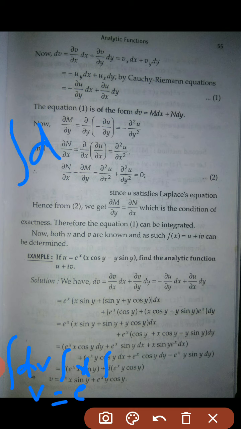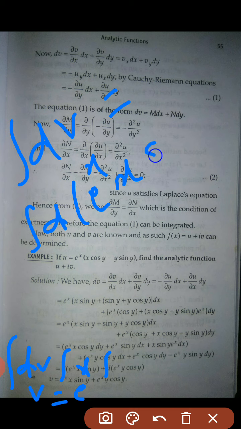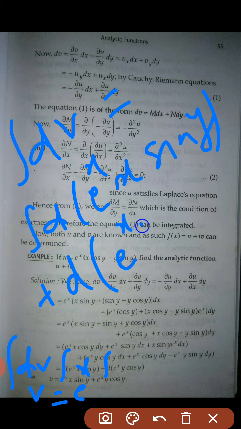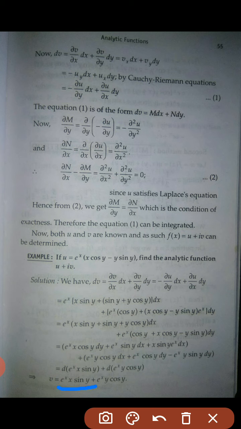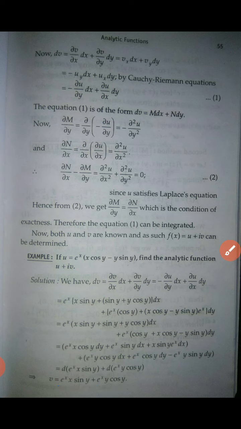Now dv equals the integration of d of e to the power x into sin y, first one, and then we have plus d of e to the power x into y into cos y. So while integrating both sides, we get the value as e to the power x into x sin y, e to the power x y into cos y. Okay, and the left side we get v.